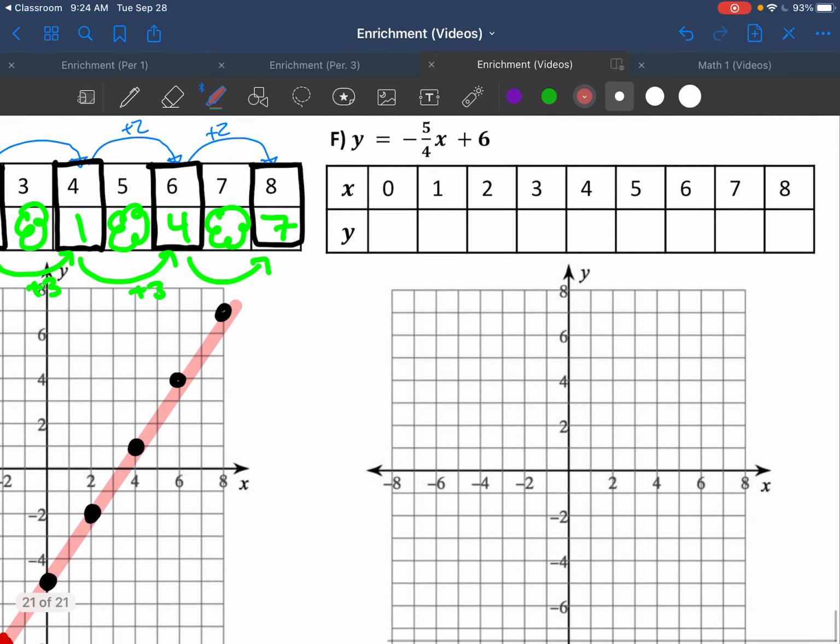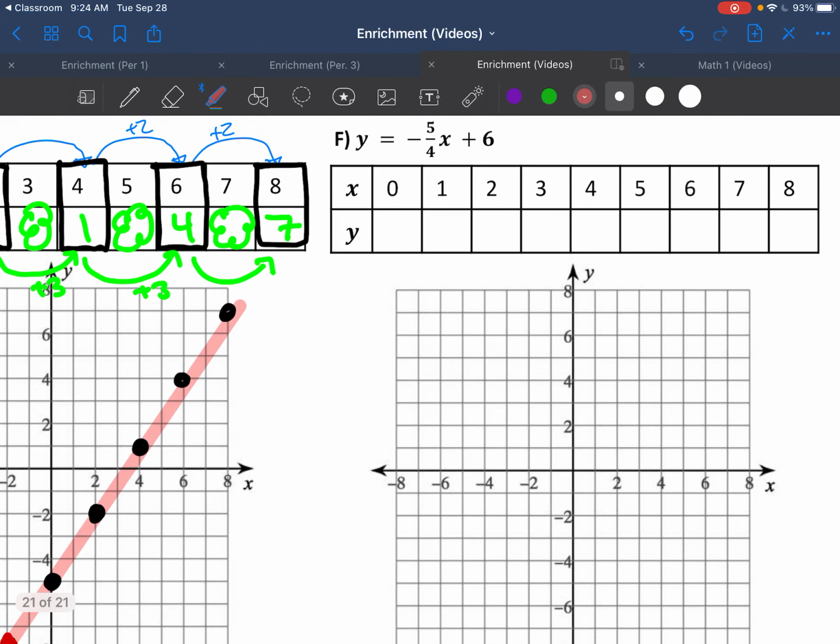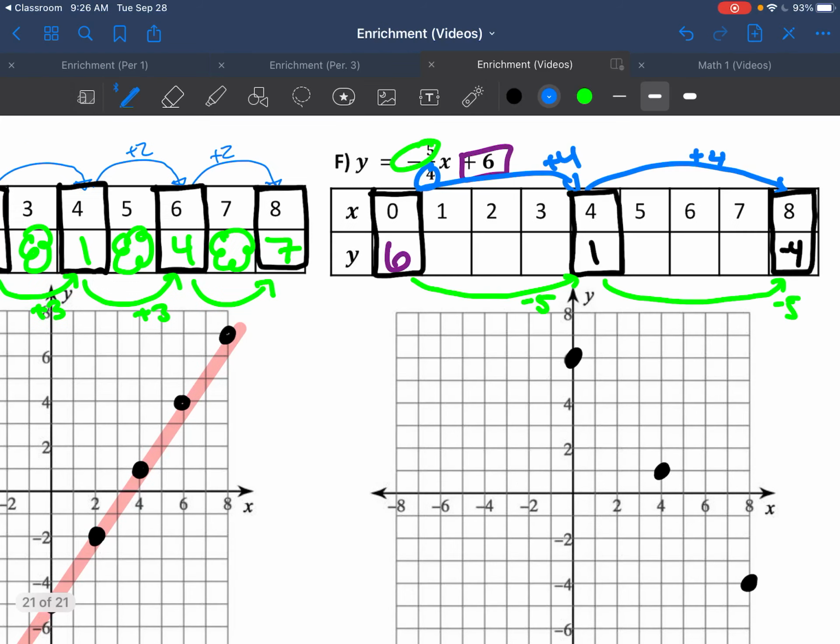All right, here's the next one. Let's see if you can try this one on your own. Again, use your calculator if you need it. All right, so here is what you should have gotten. Hopefully that negative sign didn't trip you up.